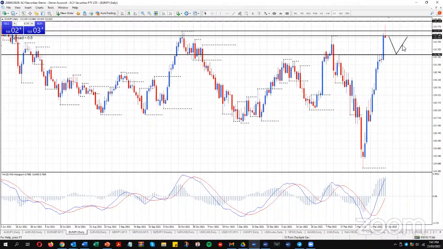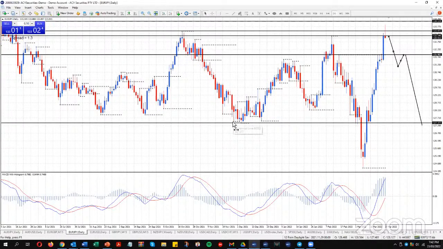If this was to move through that level and then clearly prove that that becomes resistance and starts to put in a lower top on the day chart, then I would start to think, okay, we failed up here and we're moving back down. Our first area would be monthly support down here. Monthly support is there at 127.37.8.